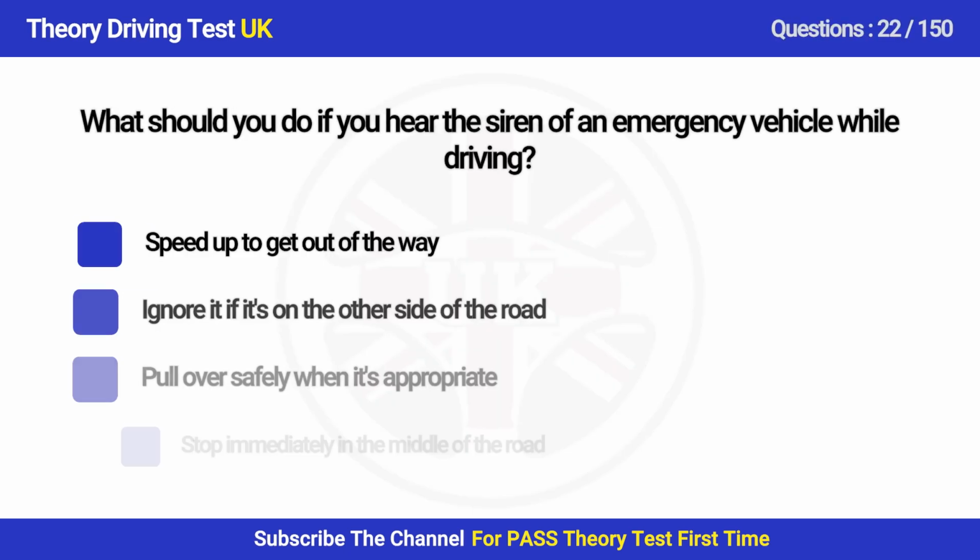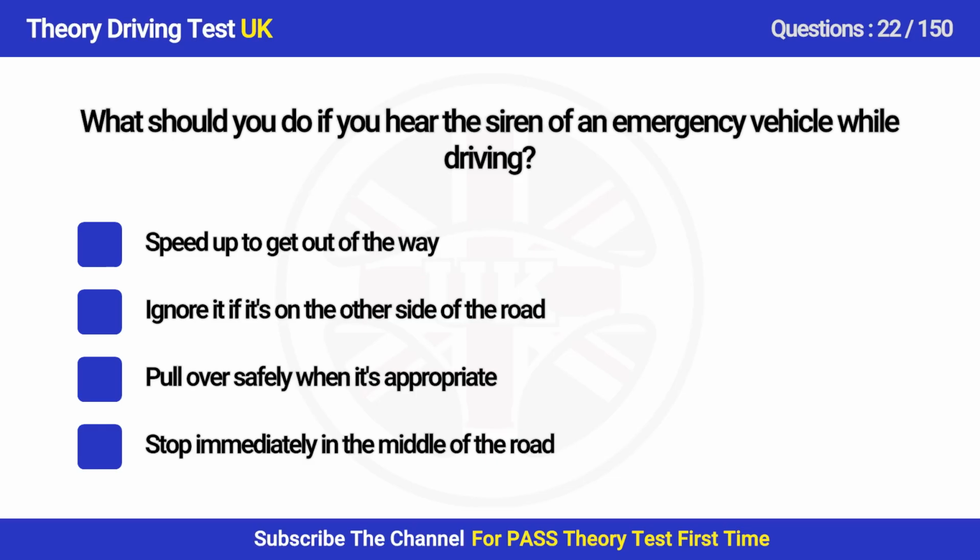Question 22. What should you do if you hear the siren of an emergency vehicle while driving? A. Speed up to get out of the way. B. Ignore it if it's on the other side of the road. C. Pull over safely when it's appropriate. D. Stop immediately in the middle of the road. Answer is C. Pull over safely when it's appropriate.